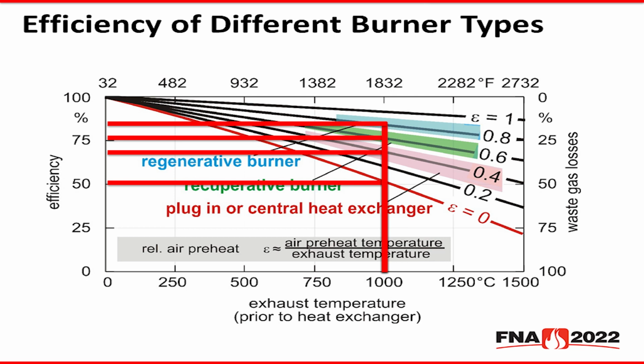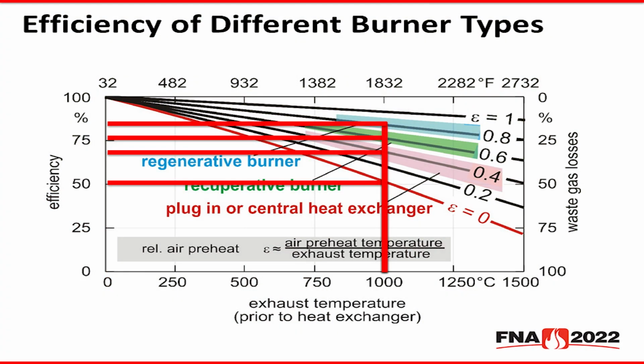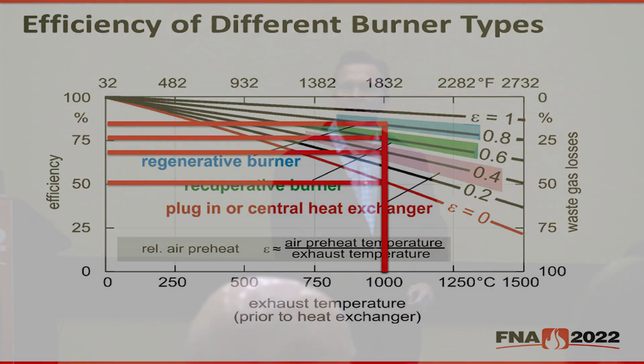So this curve on the bottom here, labeled epsilon equals 0, represents a cold air burner. So no combustion air preheat. So if we choose a reference temperature, such as 1,000 Celsius or about 1830 Fahrenheit, you will see that the best possible efficiency for a cold air burner is around 50%. And that's assuming that everything's in good working order and properly tuned, which is sometimes not the case with a lot of the older technology that we see out there, right?